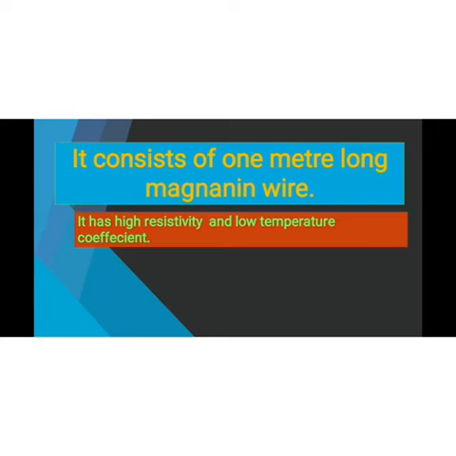Why is manganese wire used? Because it has high resistivity and low temperature coefficient. This wire has uniform cross-sectional area.